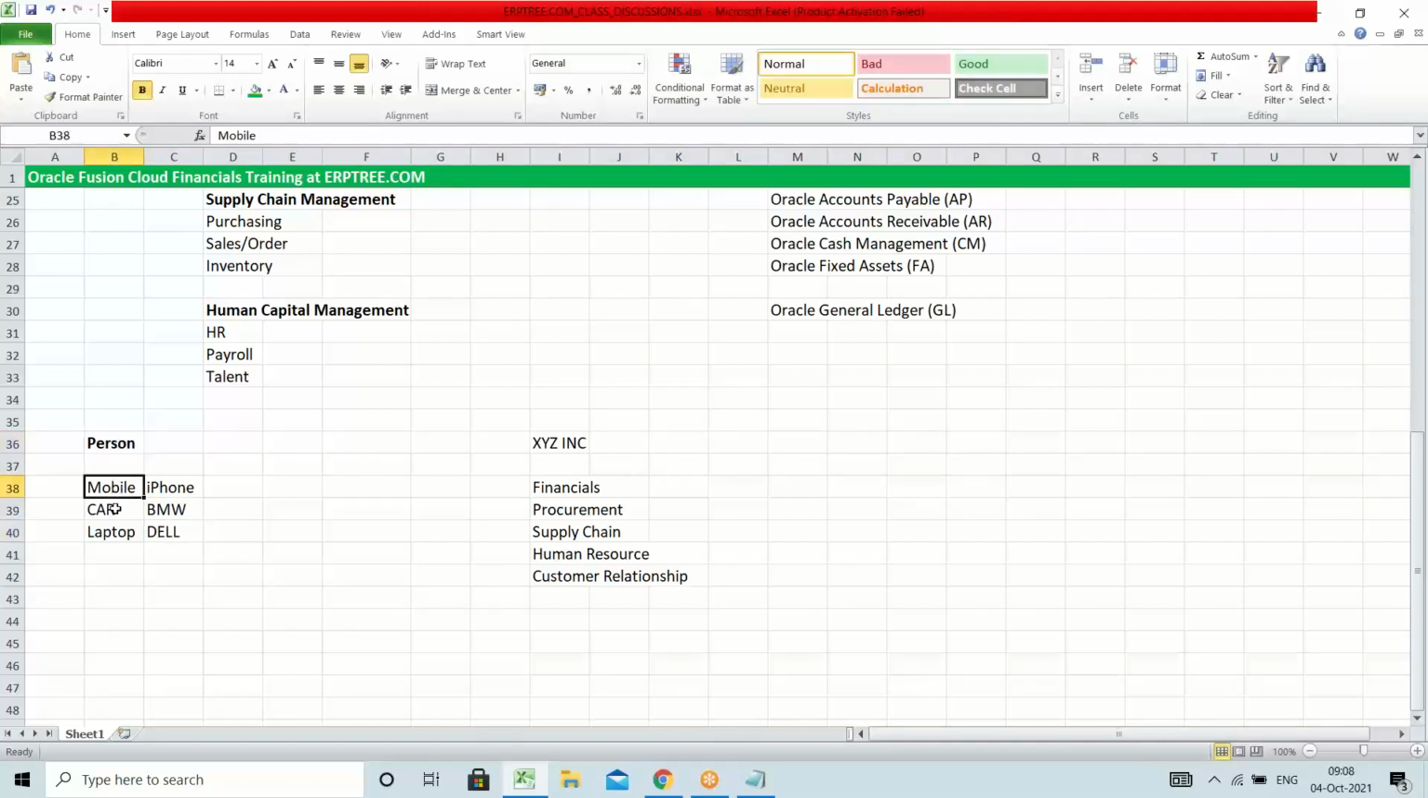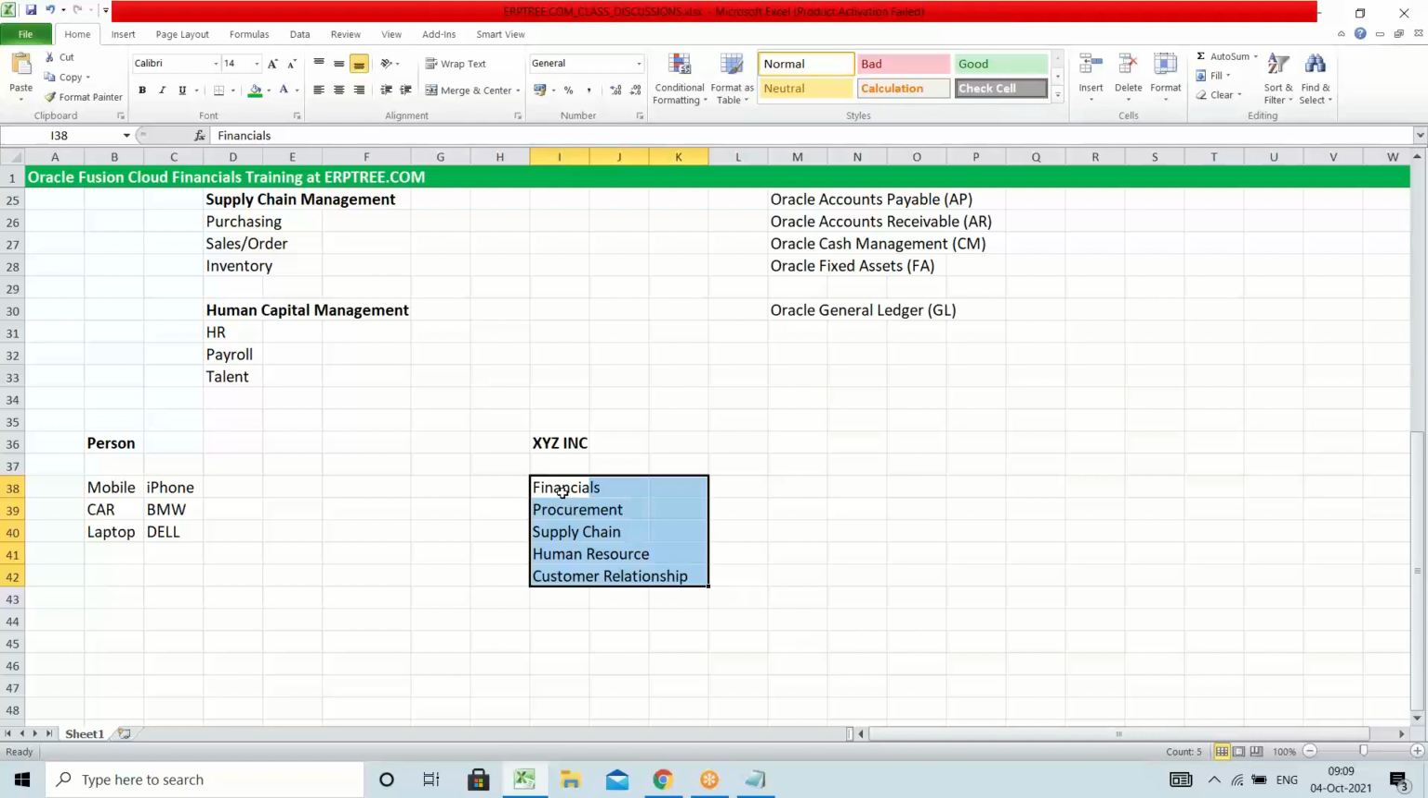Why is this person not buying everything from one brand? First, those products may not be available from a single brand. Even if they are, the person may not like to buy from the same brand, because the person already knows which brand is best for which product. So for mobiles you buy from Apple, for a car you may buy BMW, and for a laptop Dell. But when it comes to companies, it's a little more complex and challenging. Any company wants to use applications to manage finance, procurement and supply chain data. This person picks a phone from Apple, a car from BMW, and a laptop from Dell, but it is not easy to pick software from different vendors.